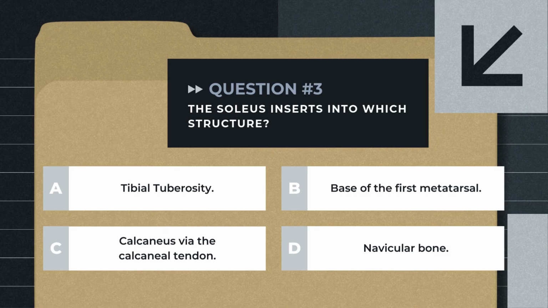The soleus inserts into which structure? A. Tibial tuberosity. B. Base of the first metatarsal. C. Calcaneus via the calcaneal tendon. D. Navicular bone.